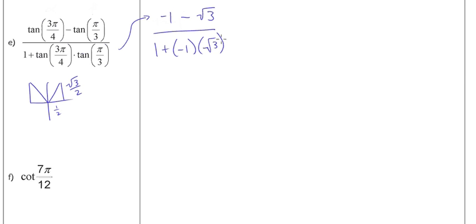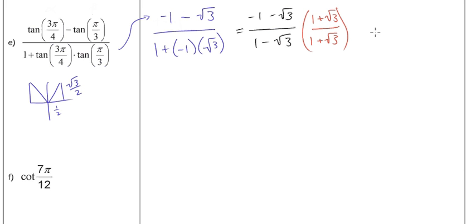All right, continue on. We've got -1 minus the square root of 3 over 1 minus the square root of 3. And we're off to rationalizing our denominator again by using the conjugate. So we multiply on the top and the bottom by 1 plus the square root of 3. That gives us in the denominator 1 minus 3.